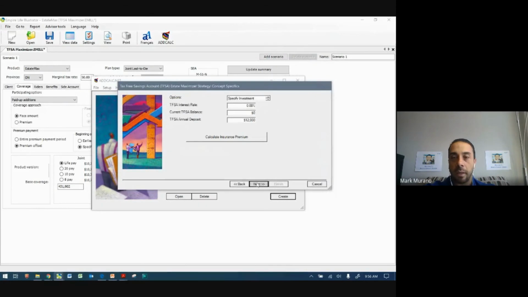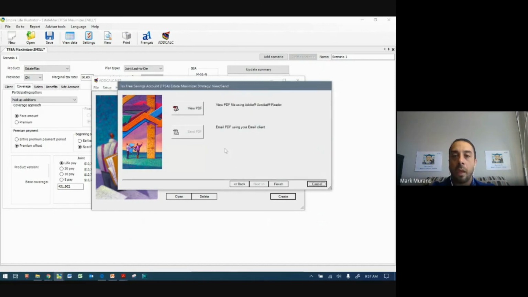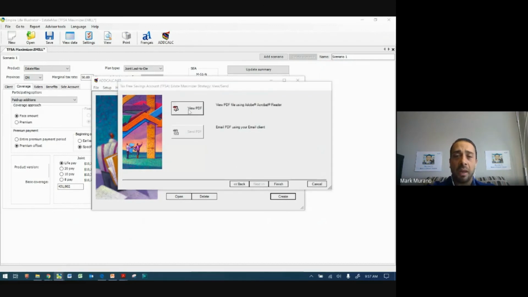I would put an interest rate of 3.5%, as we talked about. The TFSA is 130, as I talked about before. And then continue with the $12,000 deposits. I showed you a screen before where I pressed calculate insurance premium of $28,250. I've already done that. I knew the amount to begin with, so I don't need to exit. I can just continue on. And that's it. I view a PDF, which shows me my fancy concept. It will open up here in a moment.